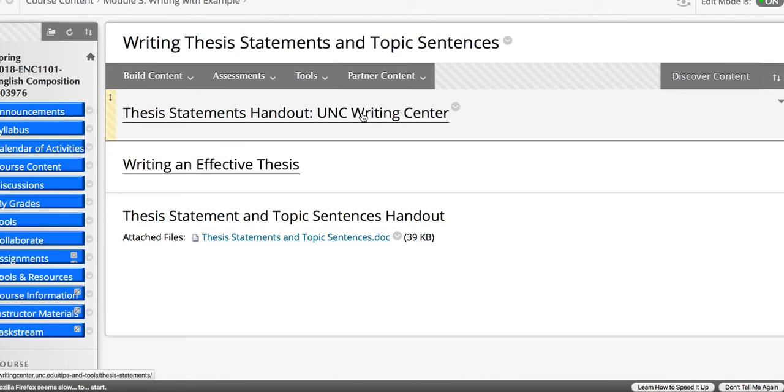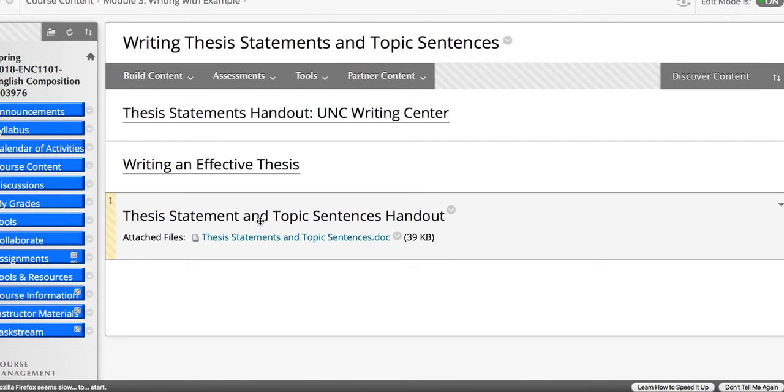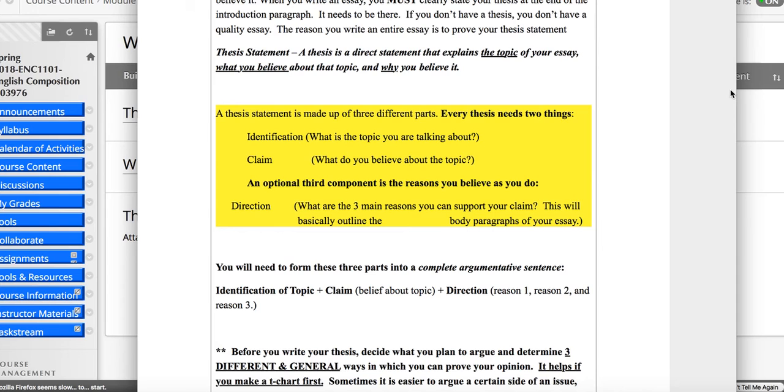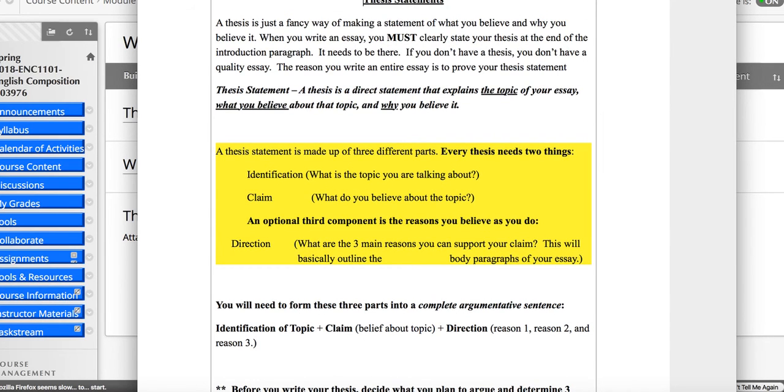You have a link to the University of North Carolina's Writing Center for their handout on thesis statements, which really doesn't, again, come into play until next week with the completion of your timed essay, as well as the exemplification or writing using examples paper. Another link is a short video on writing an effective thesis, which is a good video. And then here is a thesis statement and topic sentences handout that I created, and I just want to show you how you can make some use of this.